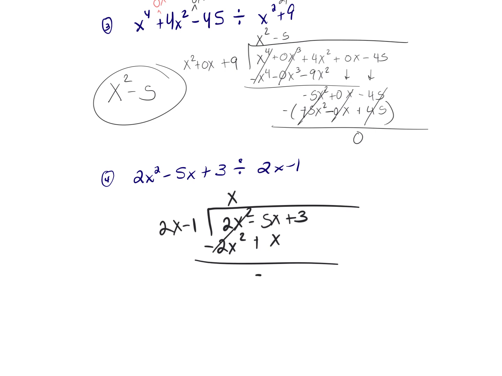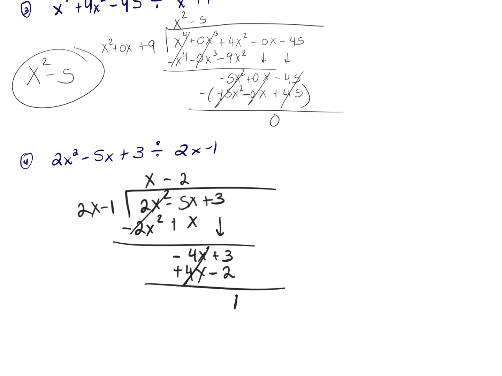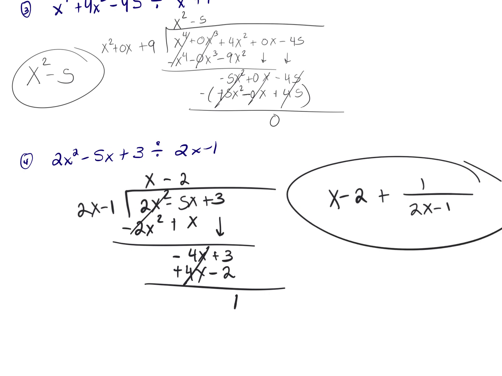This one cancels, and we're left with negative 4x. I can bring down the 3. I can go ahead and multiply this by negative 2. So I will get positive 2. And here I will get negative 4x. Remember, since we're subtracting, this becomes positive, this becomes negative. The first term cancels out, and we're left with a 1. 1 being your remainder. So your solution is x minus 2 plus 1 over 2x minus 1.